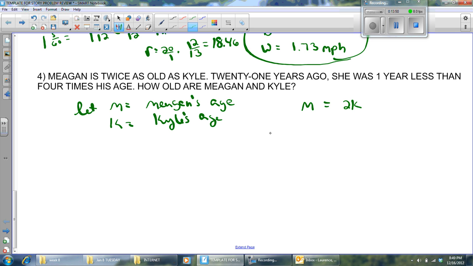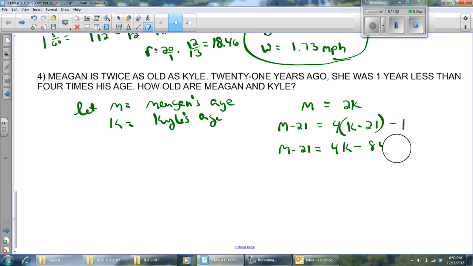21 years ago, how old is Megan today? Well, she's M. How old is she 21 years ago? M minus 21. Same thing for Kyle. He's 21 years younger. Okay, she was 1 year less than 4 times his age. So I have to multiply by 4, but that's 1 too many, so I'll have to take 1 away for it to equal Megan's age. Now I'm going to simplify as much as possible. M minus 21 is going to equal 4K minus 84 minus 1, which is really just minus 85, so I'm going to change that to minus 85.